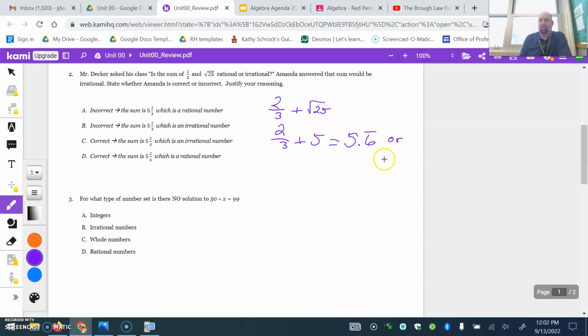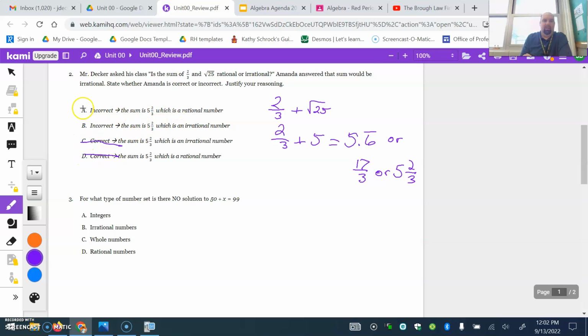But if you convert it, it can be converted to a fraction. And that fraction is, I believe, 17/3, which is also 5 2/3. But the fact is, it can be converted to a fraction, meaning it is a rational number. So Amanda said it's irrational. So Amanda is incorrect. So it is not C or D.